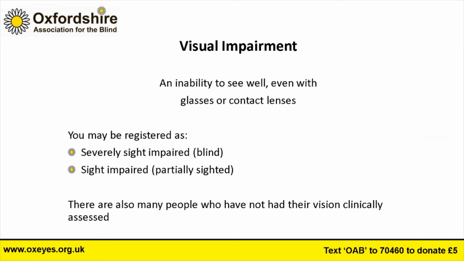So we'll show you some figures a bit later. But we talk about people who are partially sighted or blind, sight impaired, severely sight impaired. Again, we'll talk about that later, but usually somebody's registered by the ophthalmologist, the eye doctor at the eye hospital, and they use a couple of different methods and criteria to assess that.